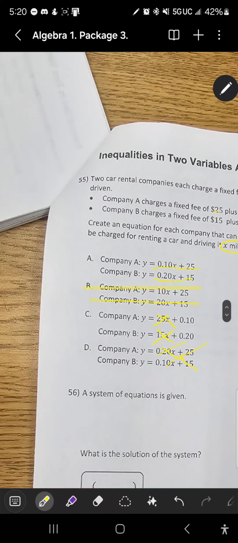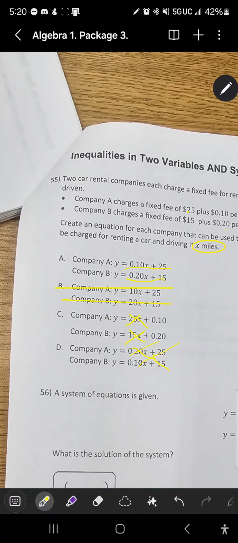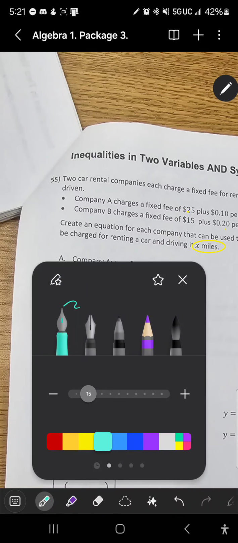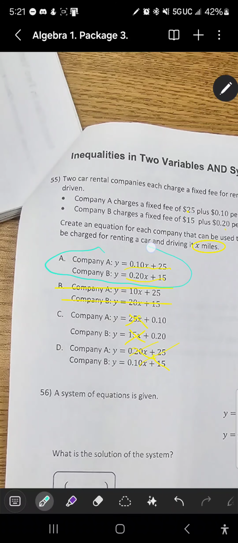Pretty easy. The ones that might make you doubtful about your answer are C and A, but I just explained why C is incorrect, so A is our answer. And let me put that in another color.